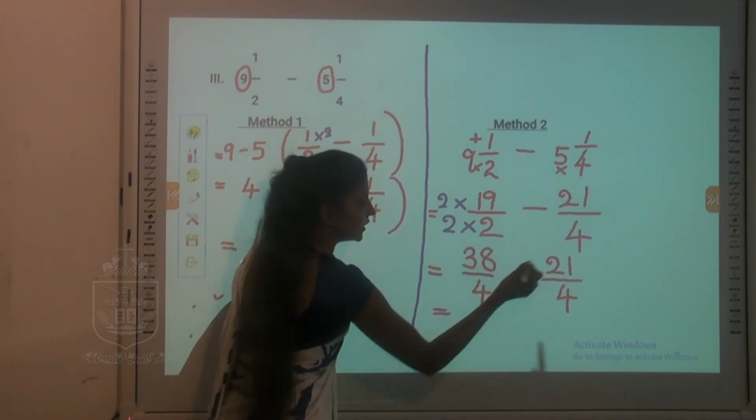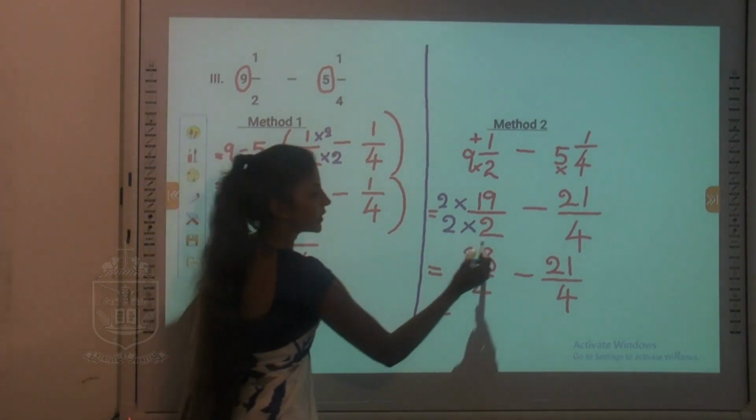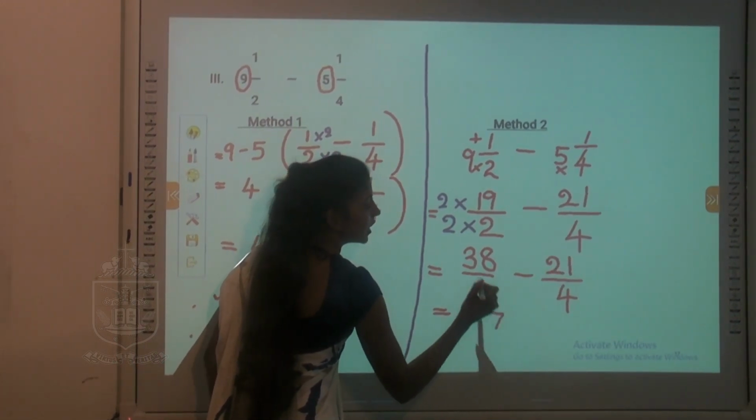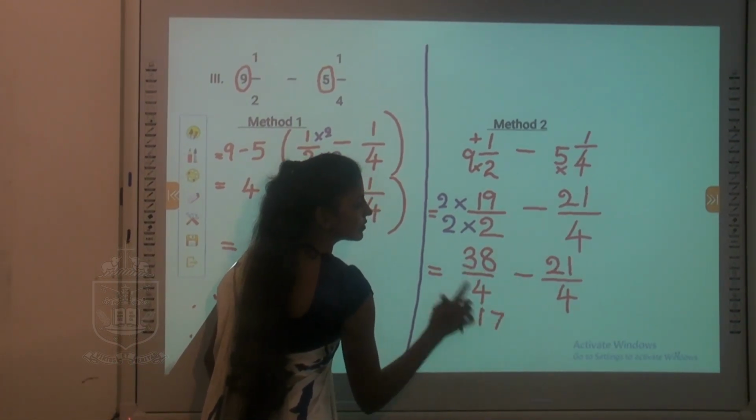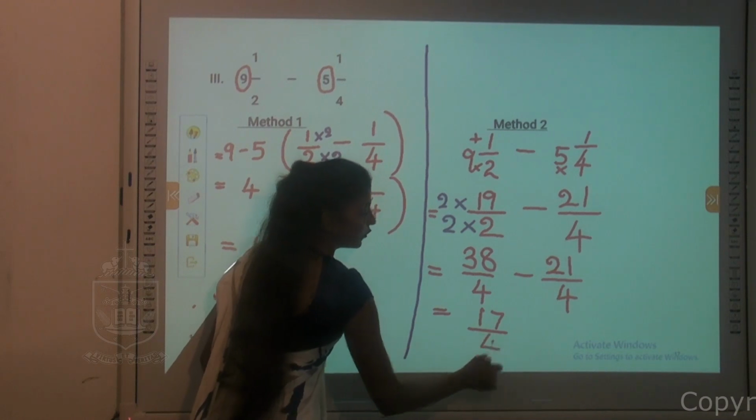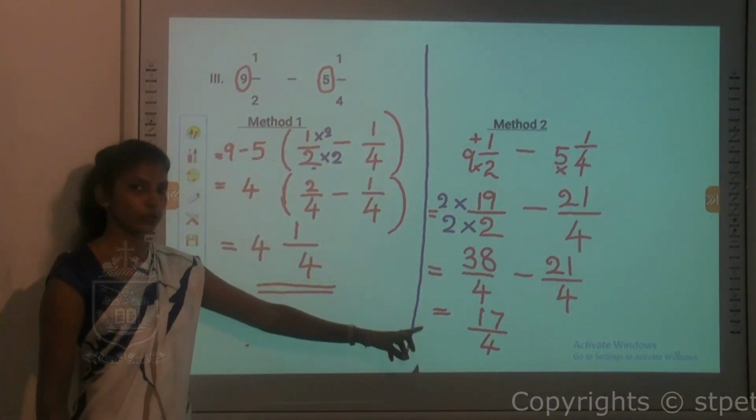Right. So 38 minus 21. 8 minus 1, the answer is 7. 3 minus 2, the answer is 1. So 17 and here 4. Now, is this a final answer? No, it's not the final answer.